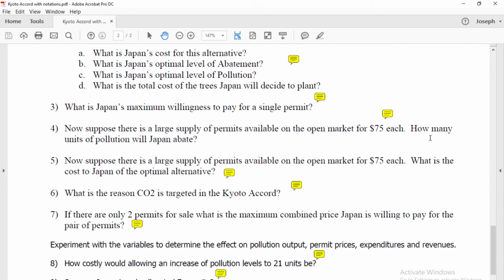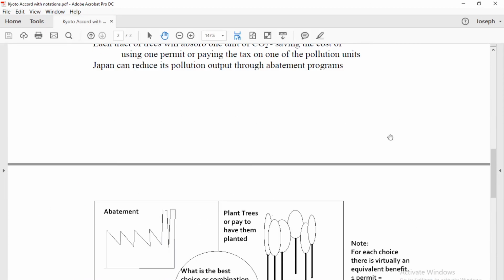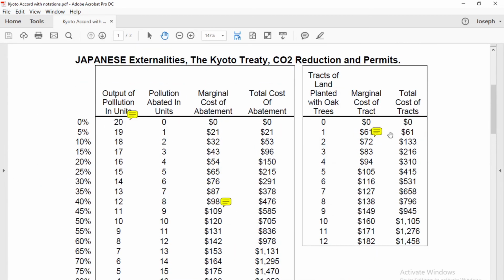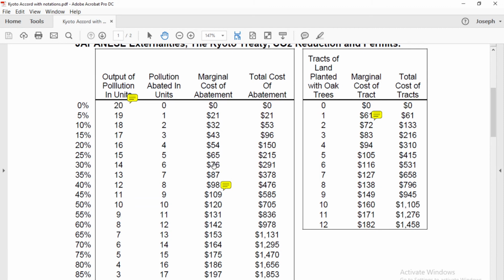Just like it didn't make sense for them to spend more than $100 to avoid a $100 tax, it doesn't make any sense for them to spend more than $75 to avoid having to pay a $75 permit. Now they're buying the permit from another country instead of the government, but it's still the same constrained optimization. So the things that they were thinking about doing, like the $87 abatement or the $76 abatement, are no longer feasible. It would be better for them to buy 2 permits instead of doing those 2 abatements.